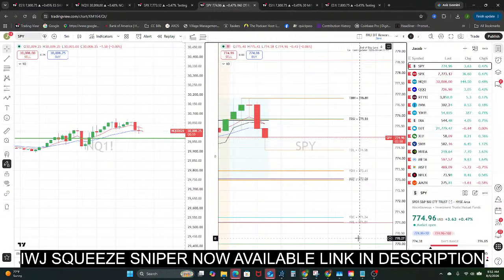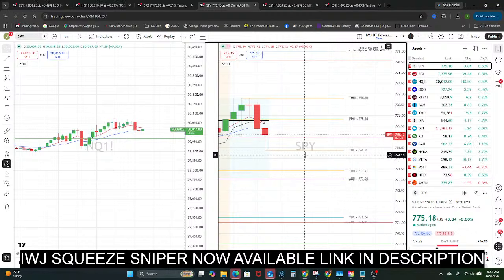Remember, breaking support or breaking resistance isn't simply getting above or below the line. It is giving confirmation.